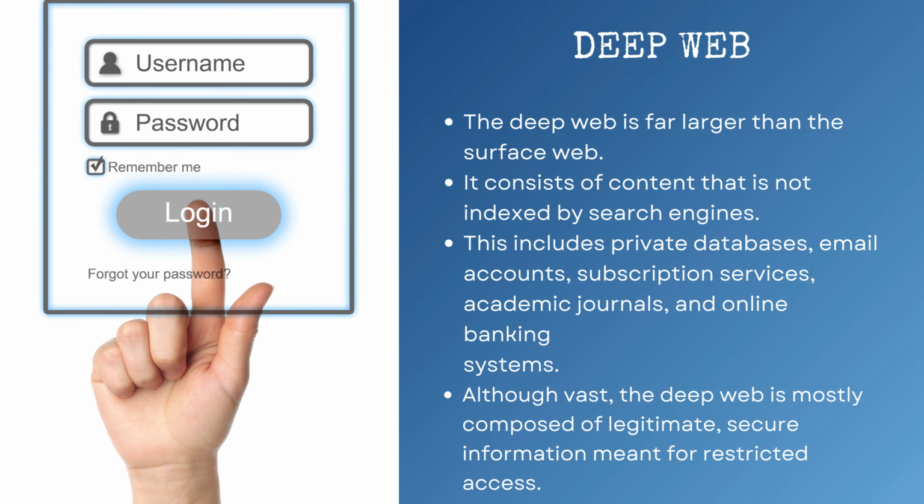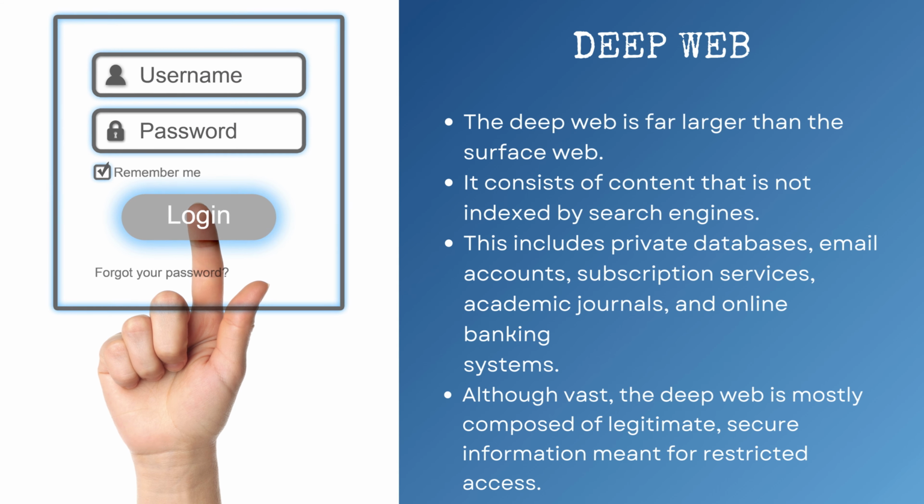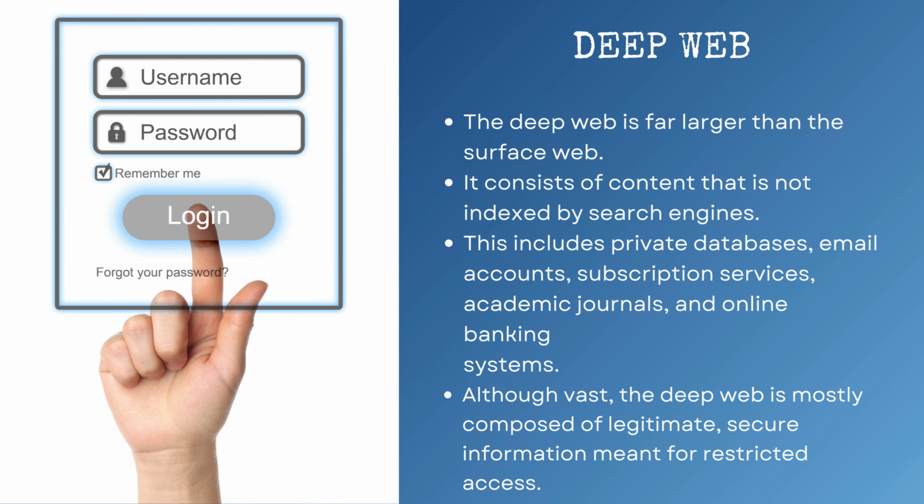The second one is the deep web. The deep web is far larger than the surface web, which consists of content that is not indexed by search engines.